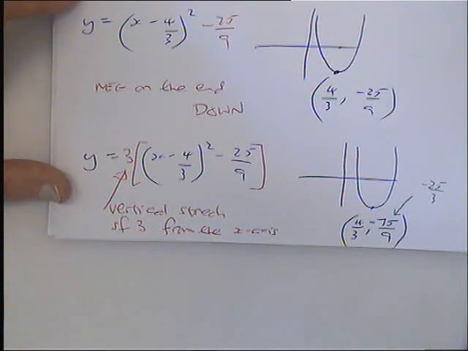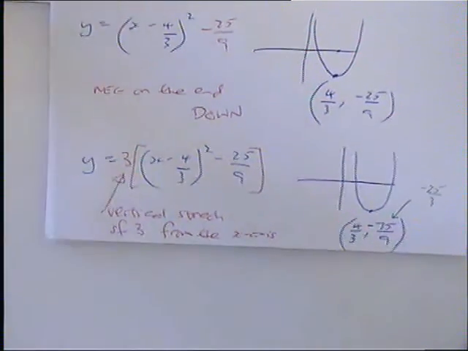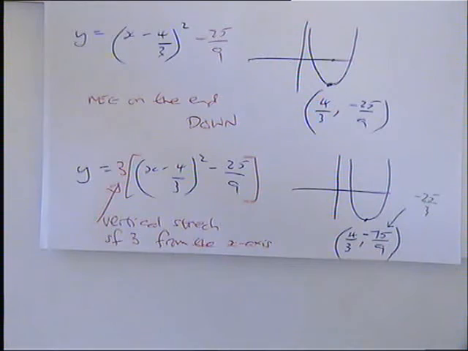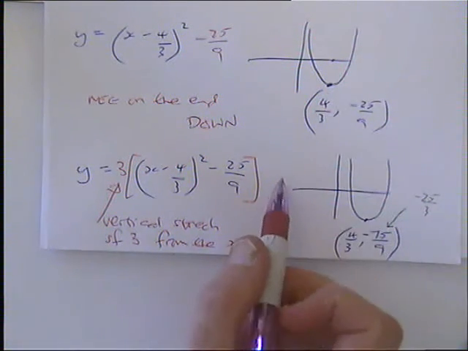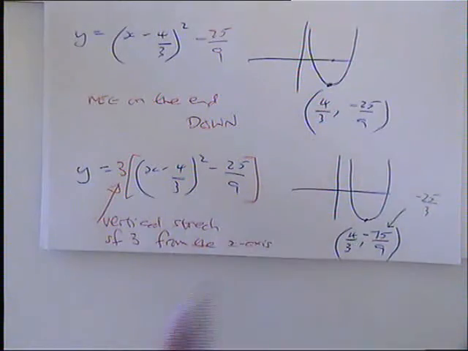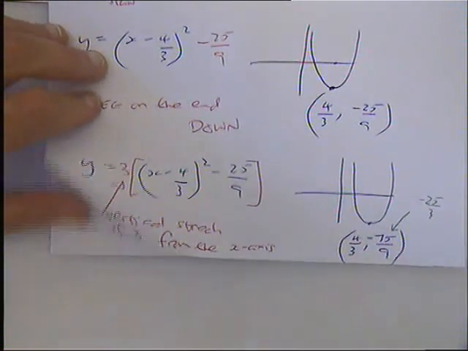Why did the 4/3 stay as it was? Because that was a vertical stretch. It wasn't affecting anything to do with left or right. How do you know which one's vertical and which one's horizontal? Okay, the more you do, the easier it gets. But let's just go through it, if I can zoom out on the whole thing.